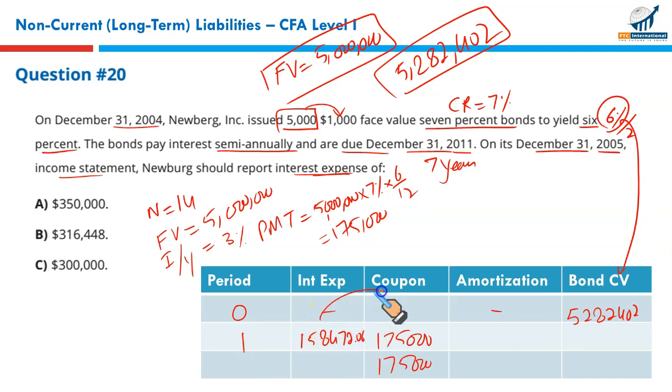158,472.06. The difference between the interest expense and the coupon is called the premium amortization. This is a premium now because your present value is more than the face value. So 158,472 less 175, you get 16,528. This will be amortized. We need to bring this bond value back to 5 million after 7 years. So it will start reducing from right now. Add this to 5282402. This is a negative number. Added to this gives us 5265874.